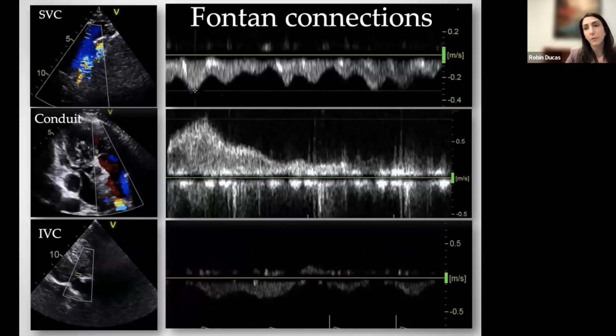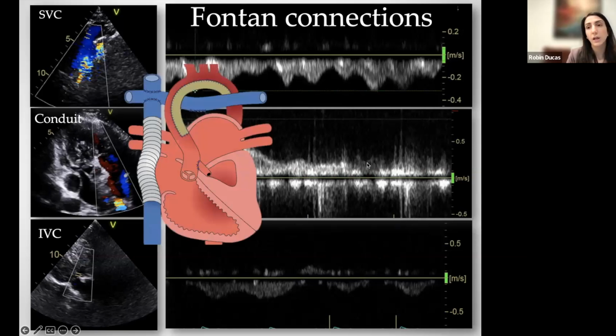So similar to the other Fontans that we talked about, we do want to do those PWs of the venous connections. That's the SVC, the conduit, if you can find it, and the IVC. And what we see here is our nice low velocity venous flow with that respiratory phasic variation showing a patent connection. And just to orient everybody once again, the SVC PW would be around here. The conduit one would be in that area before the connection to the pulmonary artery. And lastly, the IVC is going to be in the IVC.